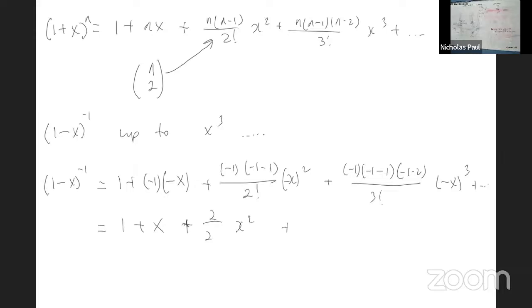On top there is what now? That's minus 3 by minus 2, that's positive 6. So that's 6 over 6, 3 factorial is 6, x cubed. So I got 1 plus x plus x squared plus x cubed. Anybody got that? Yeah? Anybody online got that? Okay, nice.